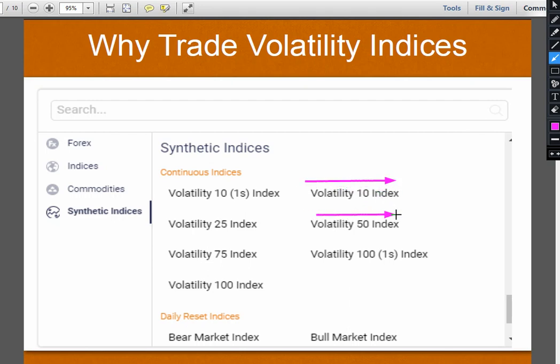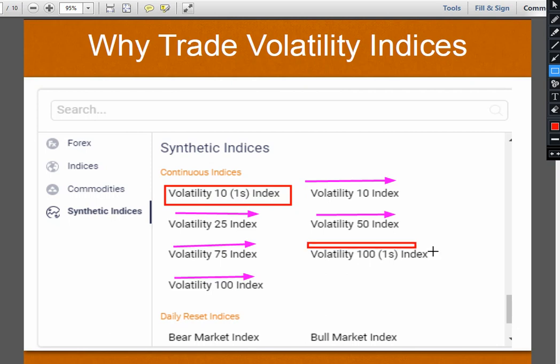This is the ordinary or normal volatility index, another normal volatility index, and another normal volatility index. The others are the high frequency. This is the high frequency index and the high frequency volatility 100 index.